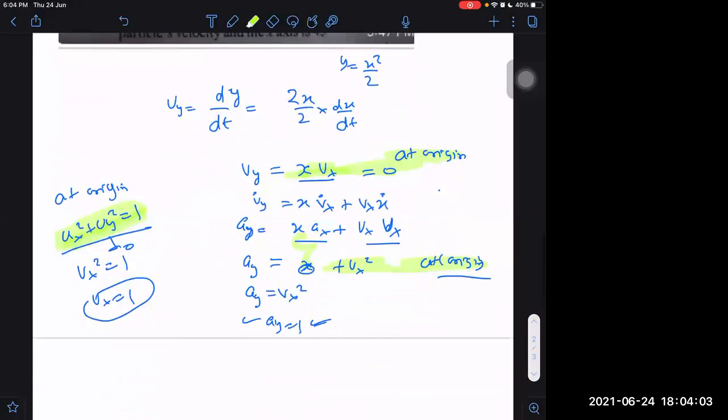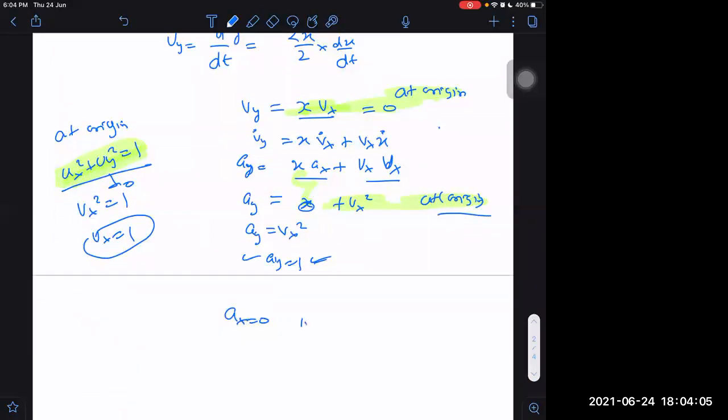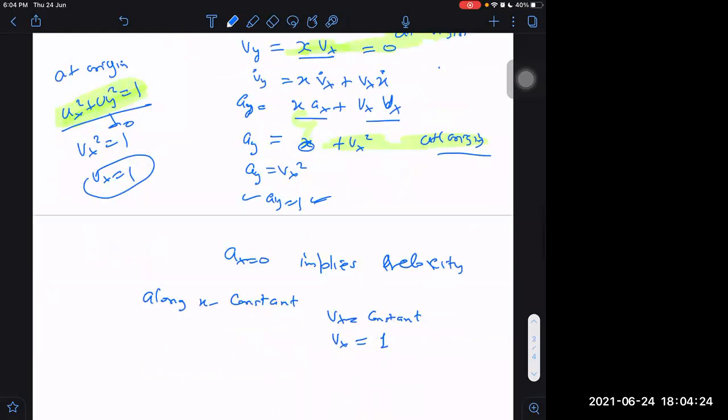Ax equal to 0 implies that Vy equal to Vx square. Velocity along the x-axis is constant, it does not change. If Vx is constant, then whatever Vx was at the origin, it will continue to be the same. So it will be equal to 1 only. And if Vx remains 1, then Ay is equal to Vx square here.